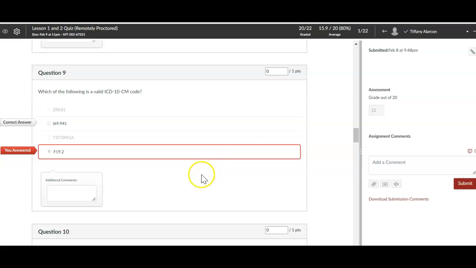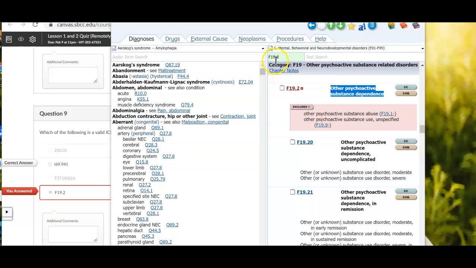Okay, valid codes. The correct answer here, if you would look up F19.2 in your tabular, you will see that that is not a valid code. As you see here, F19.2 needs a 5th digit, so that is not a valid code.